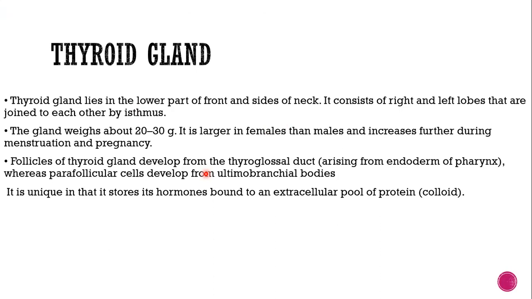Now, the thyroid gland is unique, unlike the other endocrine glands, which store their secretions in secretory granules within the cell. This one usually stores hormone which is bound to an extracellular protein. So they store their hormone extracellularly. Okay, that is one unique thing about the thyroid gland.